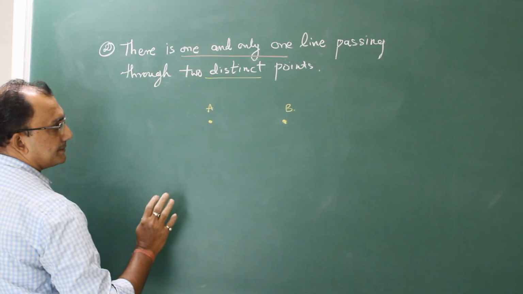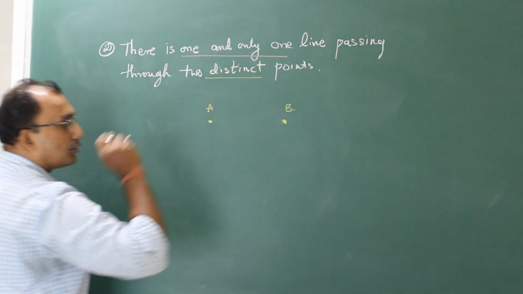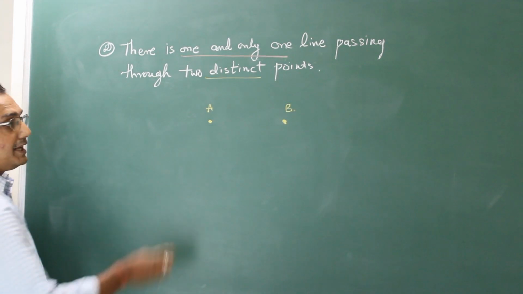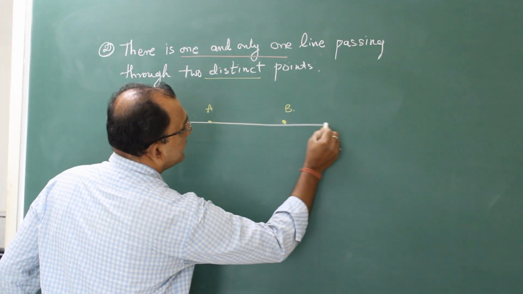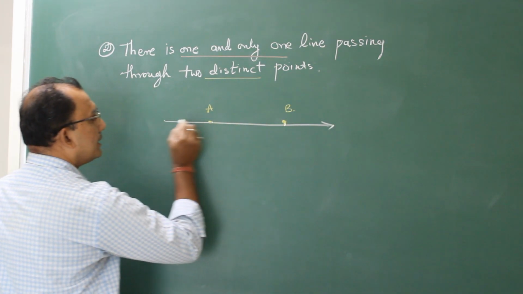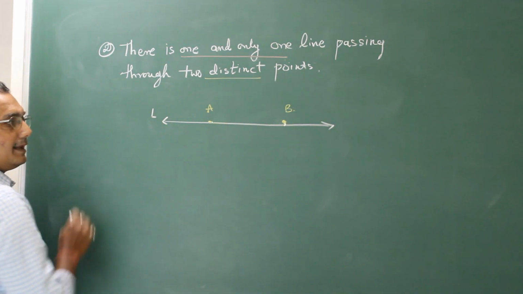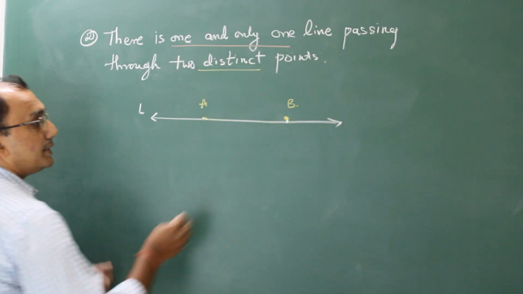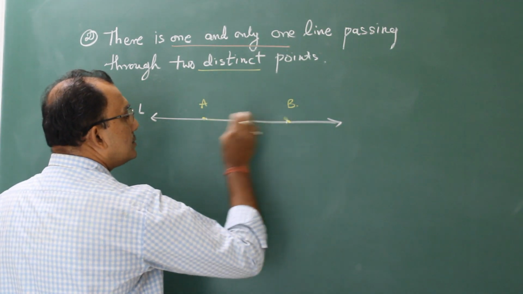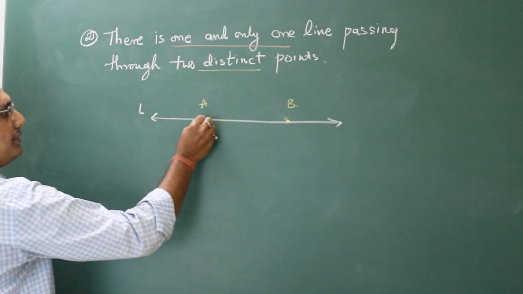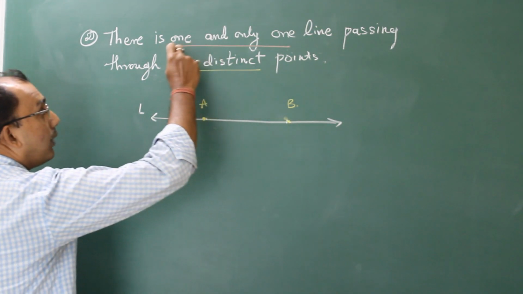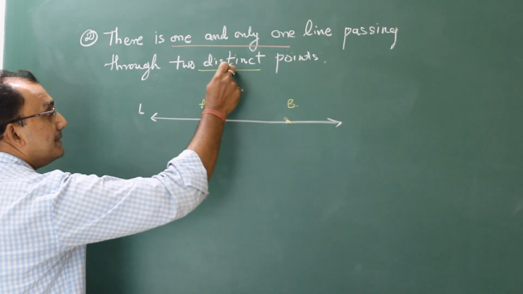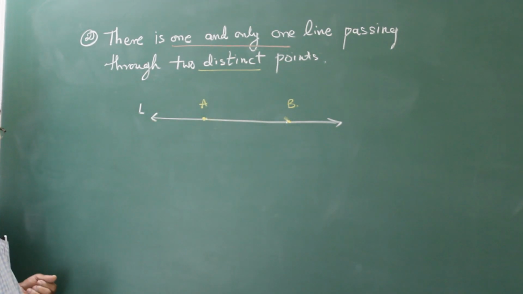Given these two points, how many lines can be drawn? We can draw only one line passing through both these particular points. Suppose line L. We cannot have one more line passing through them. So these are the two distinct points, and we can draw one and only one line passing through two distinct, meaning separate, points.